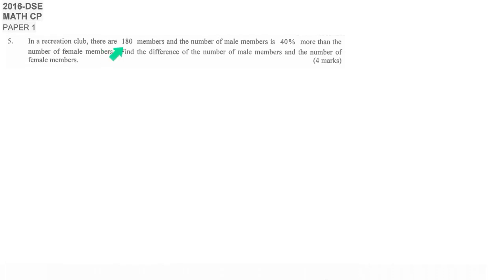In a recreation club, there are 180 members, which gives you the total number. And then another statement: the number of males is 40% more, that means 1.4 times. 40% more on top of 100%, we have an extra 40%, so you should be able to write 1.4 directly. Then the number of females, and then they ask you to find the difference of the number of male members and female members.